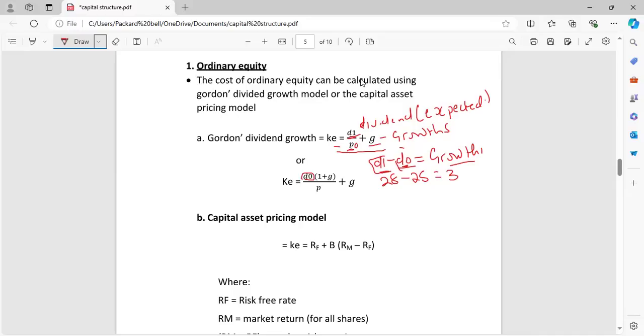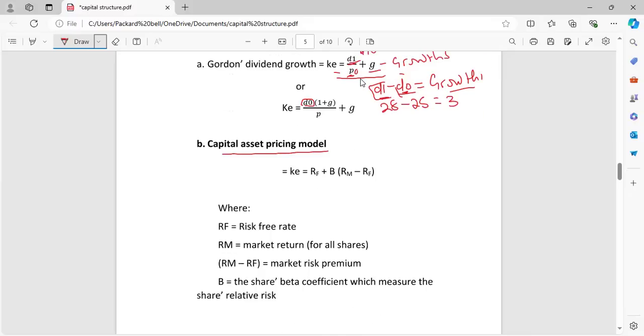So this formula is very important when you are calculating the cost of ordinary equity, which means you are going to have your dividend, your market value, and your growth. Then they will give you the cost of ordinary equity. Then you can also use the capital asset pricing model.